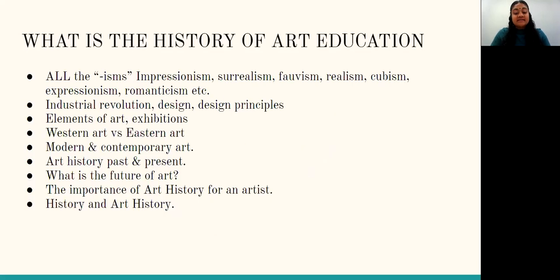So what is the history of art education? I would say it's all of the isms. There's impressionism, surrealism, formalism, realism, cubism, expressionism, romanticism, all of these isms, including other things, amongst the history. So yeah, art is very linear, the way we've taught art history. It's from one movement to another movement, and how that movement used that movement to progress to this movement.